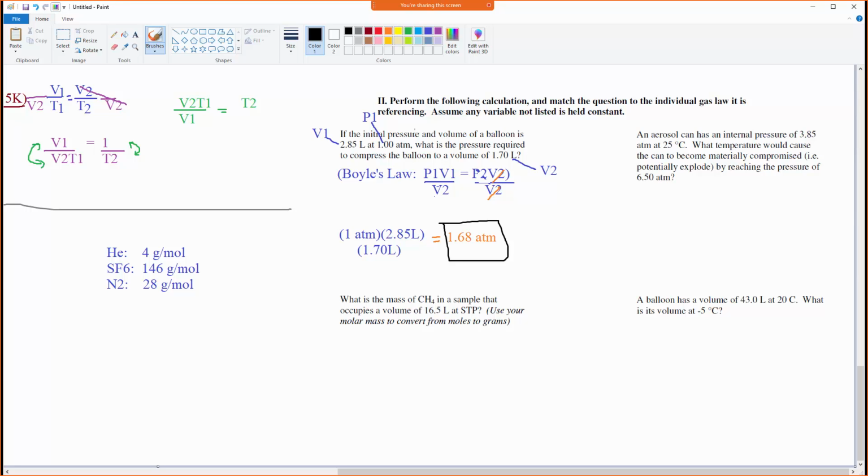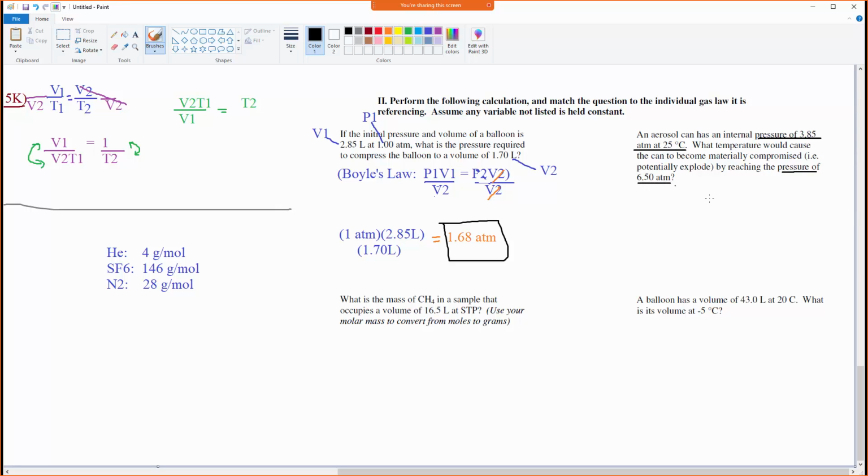So Nicole looked at this and said they only gave us information on pressure and volume, so it's got to be that one law that has to relate pressure and volume. And that's all, right? What about this one? An aerosol can has an internal pressure of 3.85 atmospheres at 25 degrees Celsius. What temperature would cause the can to become materially compromised? That is to say, potentially explode by reaching a pressure of 6.50 atmospheres.